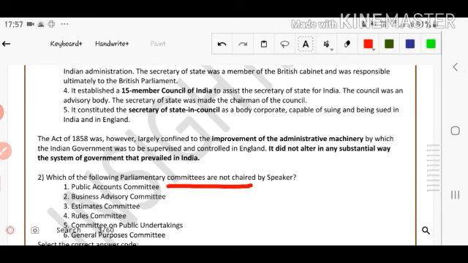Which of the following parliamentary committees are not chaired by the Speaker? Okay, in which of the following parliamentary committees is the Speaker not the chair? Number first, Public Accounts Committee.